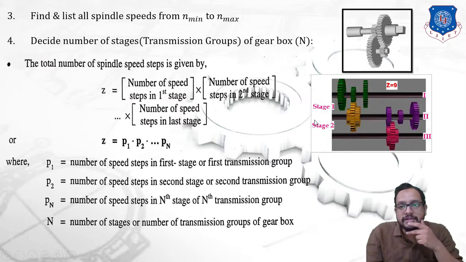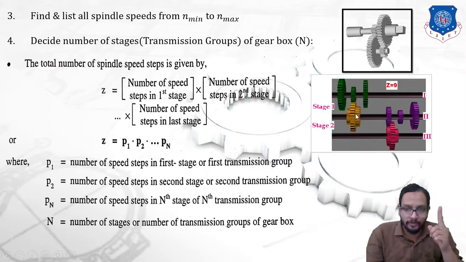Okay, so first and second shaft you can see, let's say the first is the input shaft, the second is the intermediate shaft, and the third one is the output shaft. Now the power transmission takes place from the input shaft to the intermediate shaft. So this constitutes the first stage, stage number 1. Now the maximum spindle speeds that could be transmitted would be 3, right?